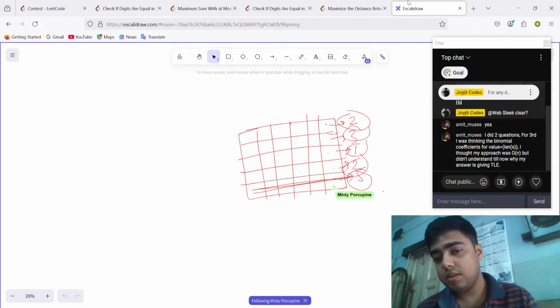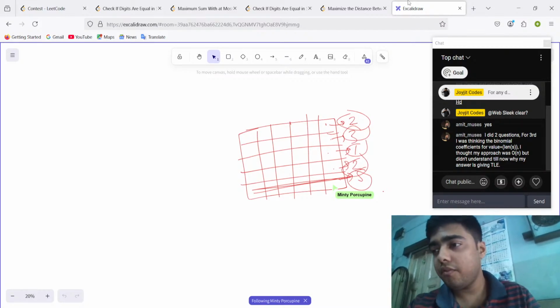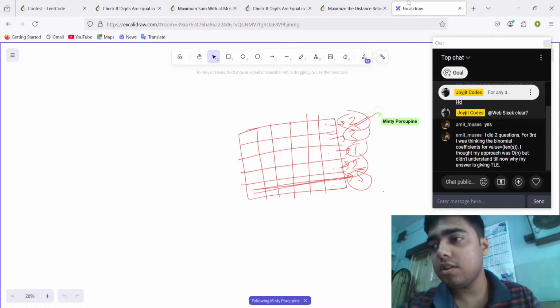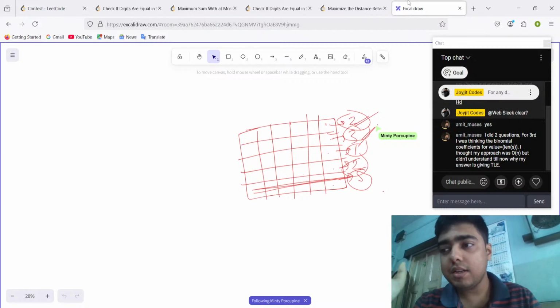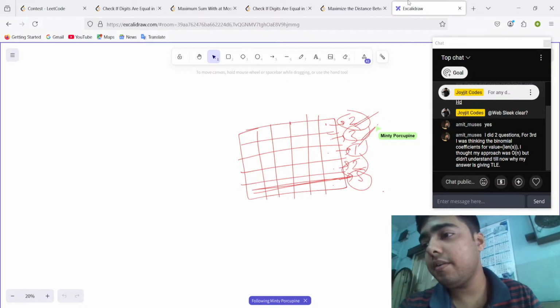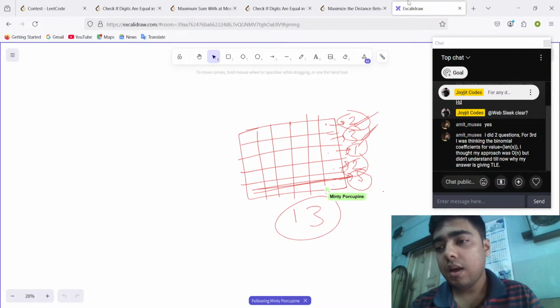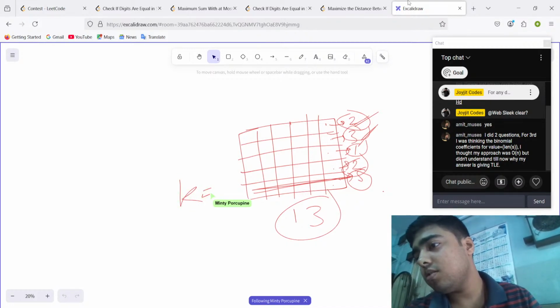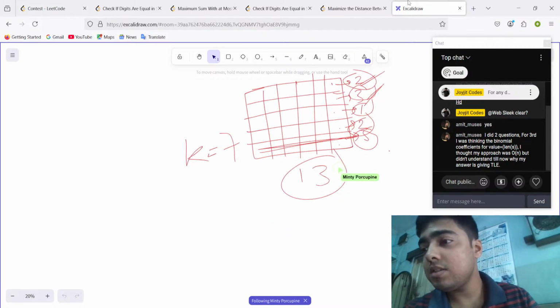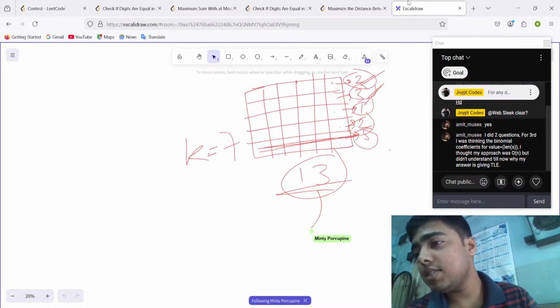From every row, take the limit number of maximum elements. For the first row, take the 2 maximum elements. For the second row, take the 3 maximum elements. So in total, how many elements are you now with? 5, 6, 7, 8, 9, 10, 11, 12, 13. Total 13, right? And let's say the value of k was 7. So from these 13, again, you have to take the 7 maximum elements.